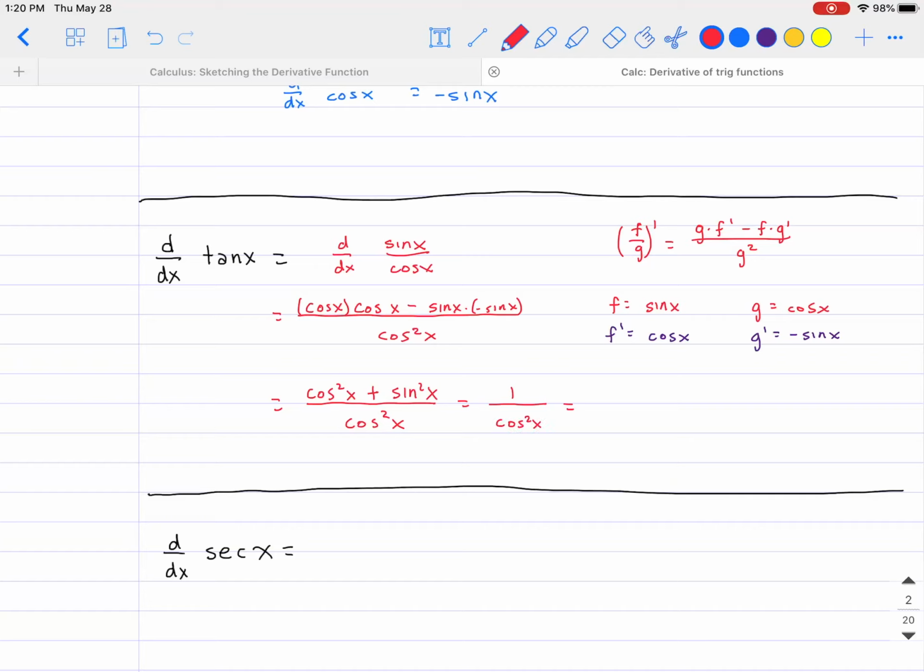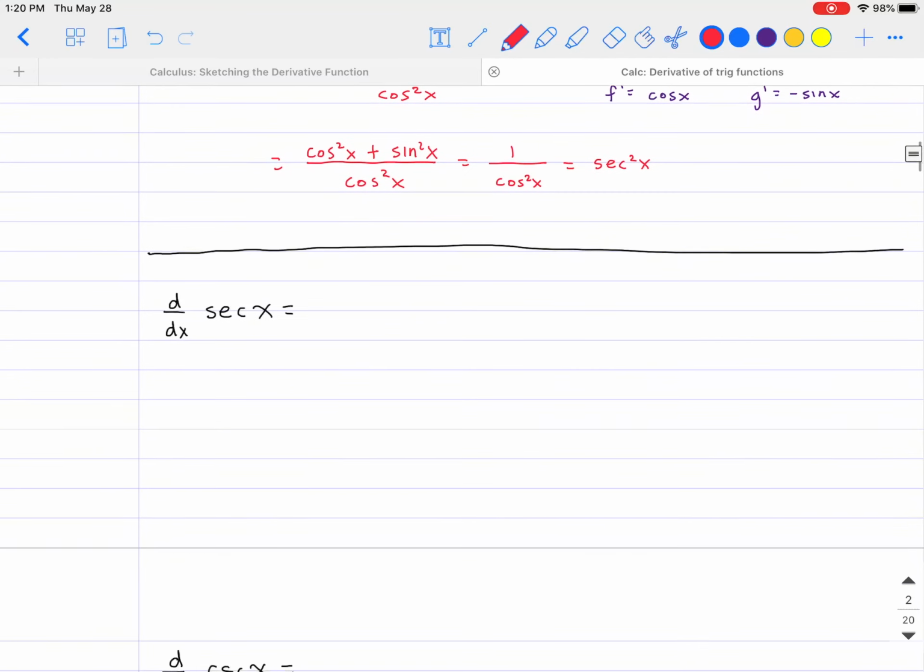All divided by cosine squared, and by my definition of the trig functions, this is the same thing as saying just the secant of x quantity squared. So that's your derivative of tangent, which is supposed to be secant squared.